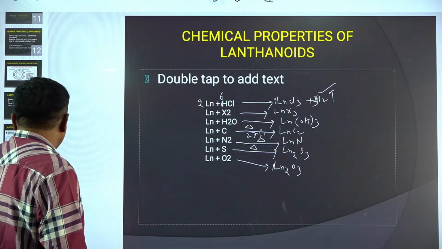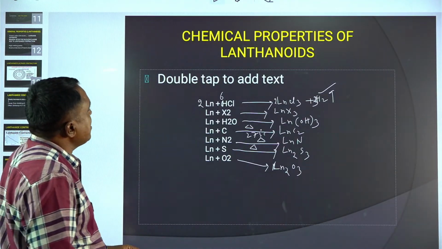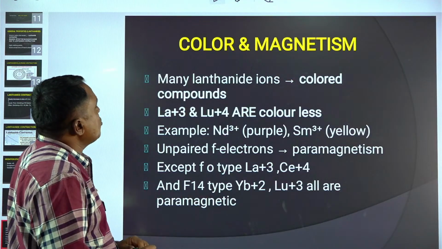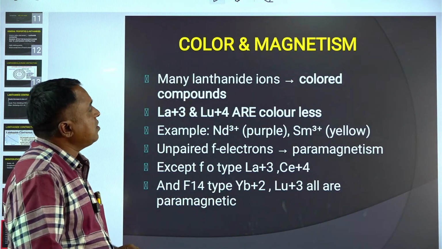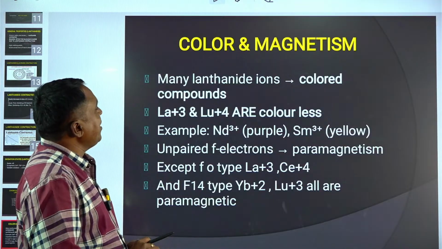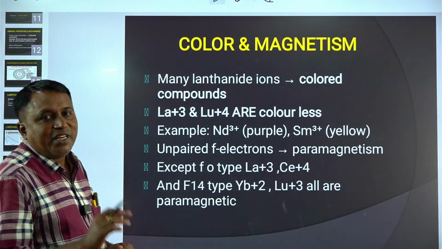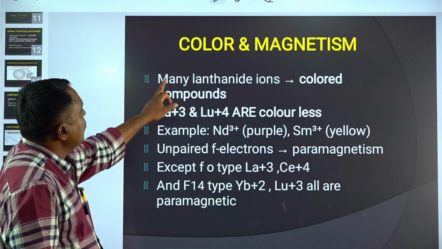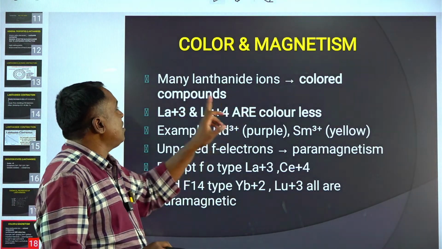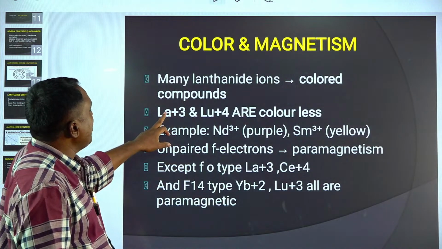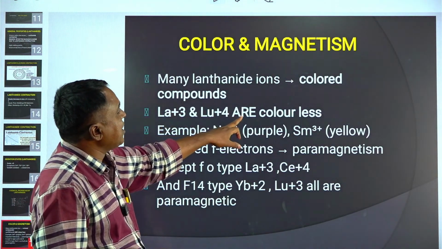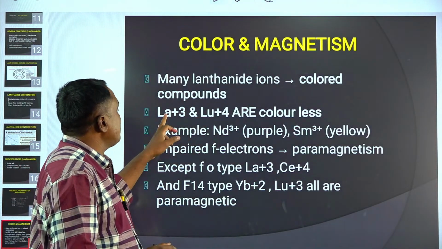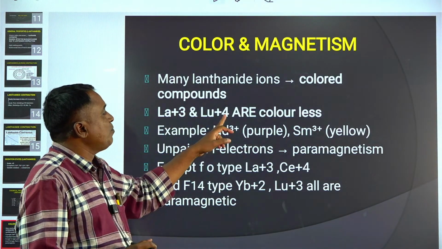So after this, these are the color and magnetism. Many lanthanides are colored compounds. Why are they exhibiting color? Many lanthanide ions are colored compounds. For example, lanthanum plus 3 and lutetium plus 4 are colorless. What is the reason for this?